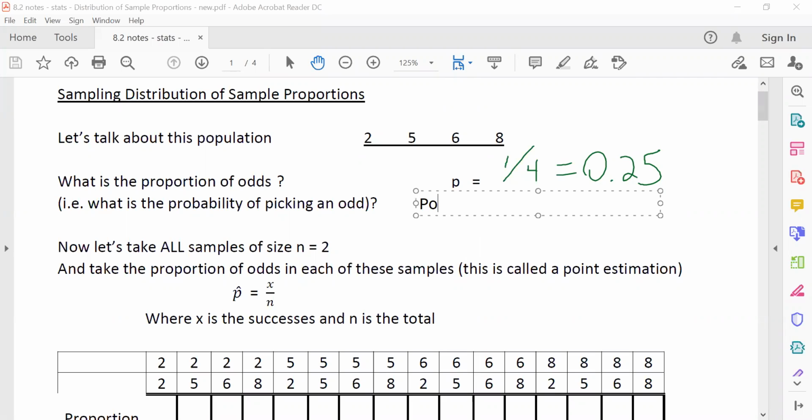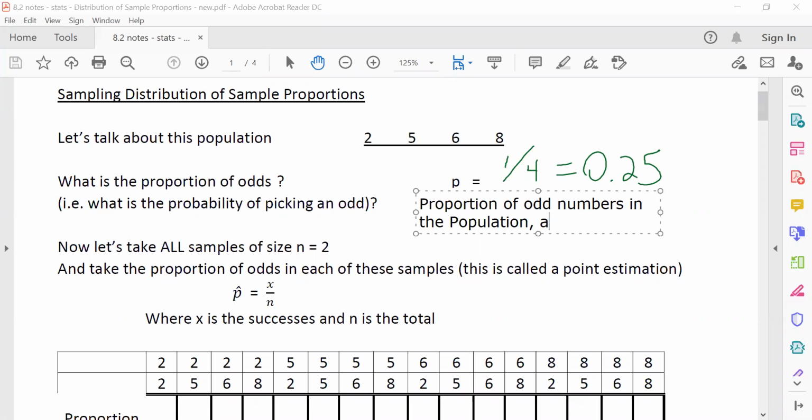This is the proportion of odd numbers in the population, aka the population proportion. We're looking back at the entire population. Now, this is a small population, but it is still a population.